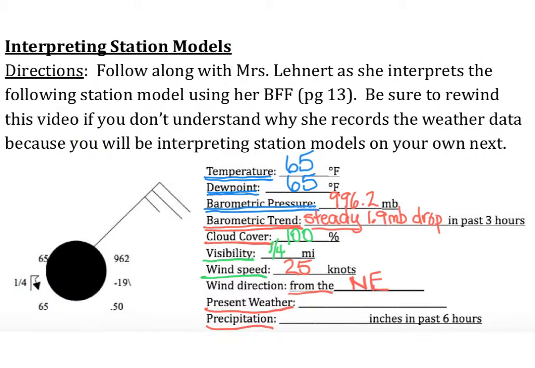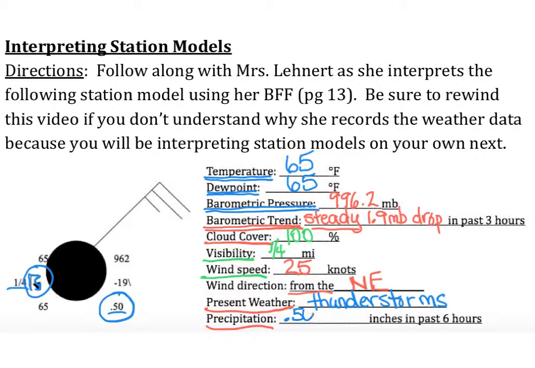All right, our present weather symbol, remember, is off to the left between our circle and our visibility number right here. So there's our little present weather symbol. And if you remember, that little weird shaped R with an arrow at the end is thunderstorms. So right now at this weather station, these people are experiencing thunderstorms. They'll probably get some lightning with that. And then precipitation, remember, is this number in the lower right-hand corner, 0.50.